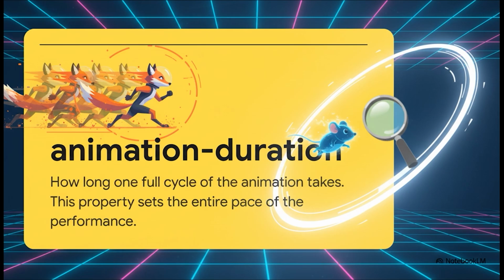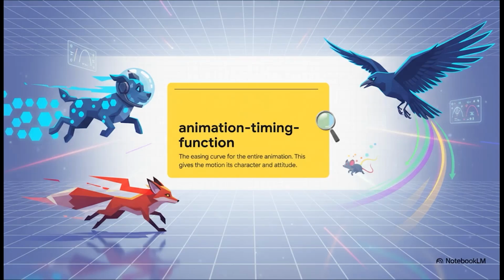Is it a super quick dash or a slow, graceful stroll? This one property sets the whole pace of the show. Then we've got animation timing function. And this is all about the attitude, you know? Is the movement robotic and constant, which is linear? Or does it feel more natural, starting fast and then gently slowing to a stop, like ease out? This is what gives your motion its unique character.